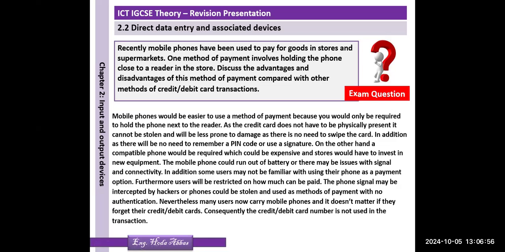The phone signal may be intercepted by hackers, or phones could be stolen and used as methods of payment with no authentication. Normal, phones get stolen, cards get stolen, so be careful. Nevertheless, many users now carry mobile phones and it does not matter if they forget their credit or debit cards. Consequently, the credit or debit card number is not used in the transaction.